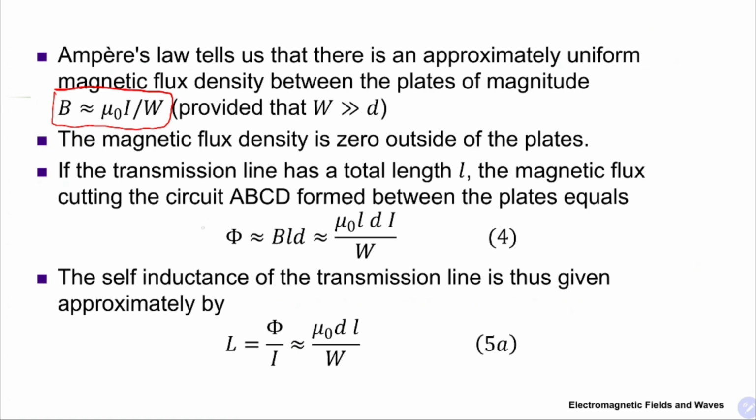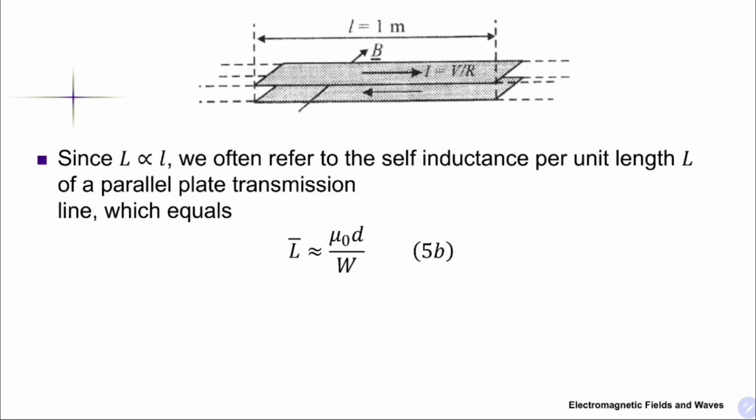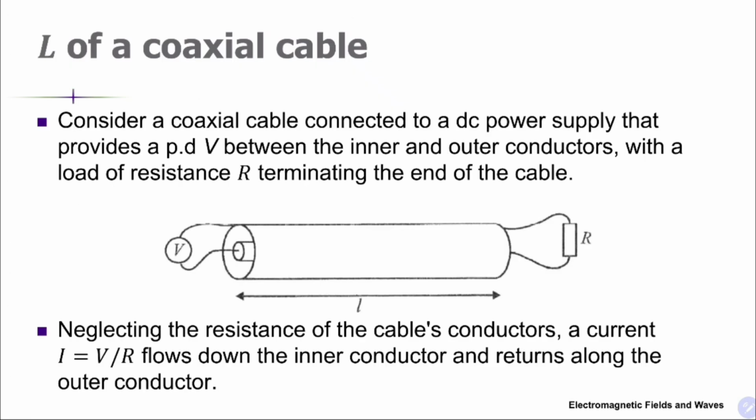Okay, so my flux linkage will be my magnetic flux density B times that area S, which is L times D. And then the self-inductance will be phi over I, that will be mu naught D times L over W. And that will be the self-inductance of our parallel plate transmission line. And then per unit length, we simply divide by the length L, and that will be mu naught D over W for our parallel plate transmission line. Coaxial cable.